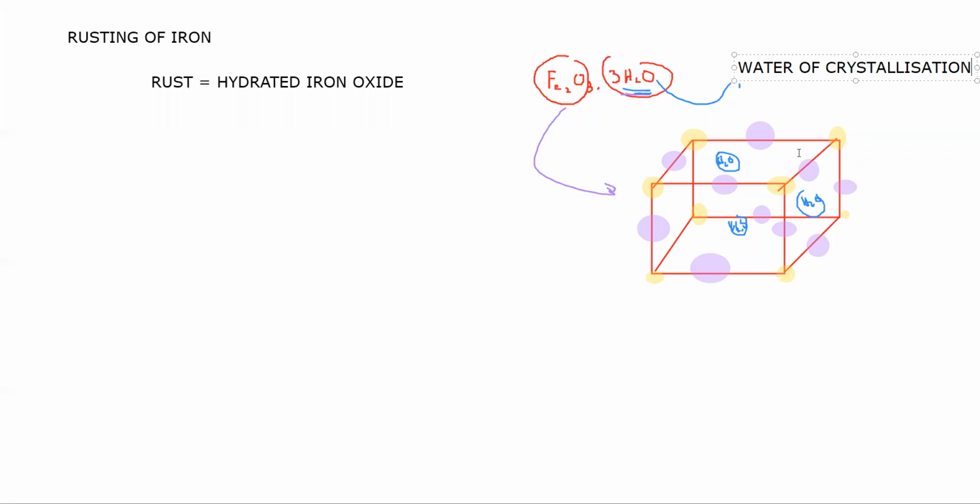Some compounds have a tendency to trap water molecules when they form a lattice. And how can this water be removed? If we supply heat energy, these water molecules escape and it becomes an anhydrous substance. What is the appearance of rust? Rust is red brown.